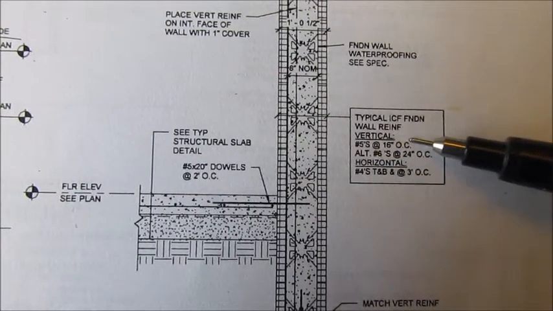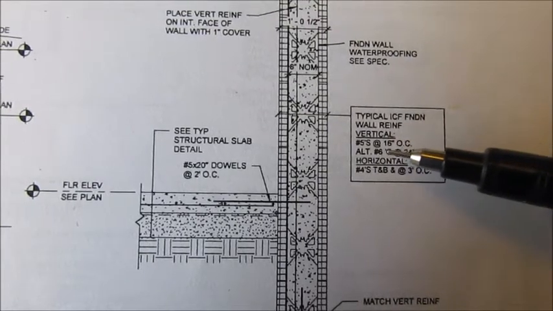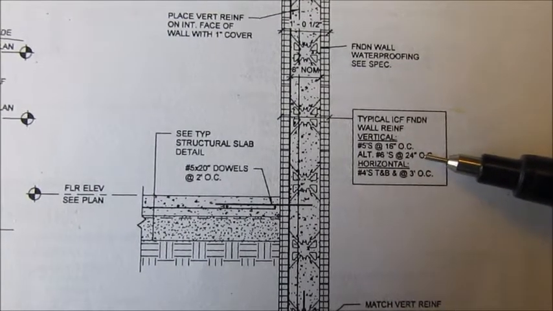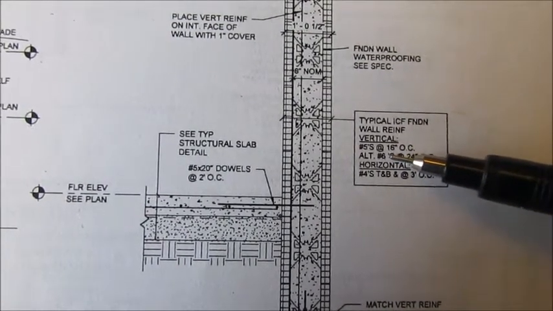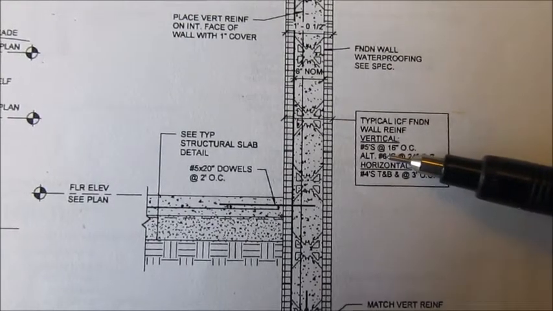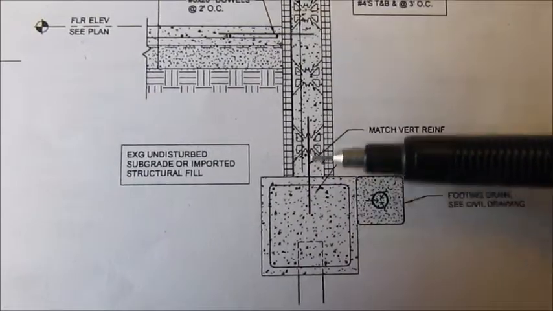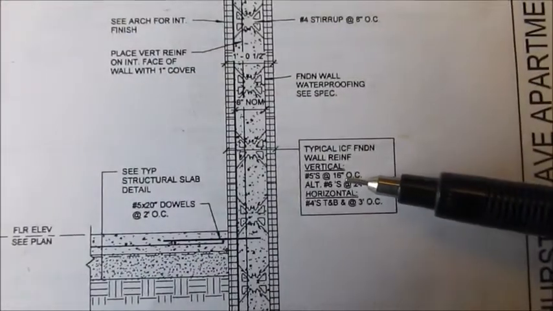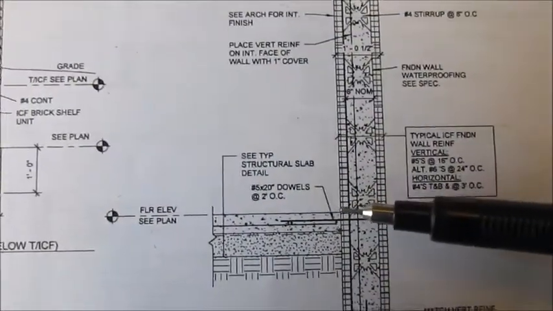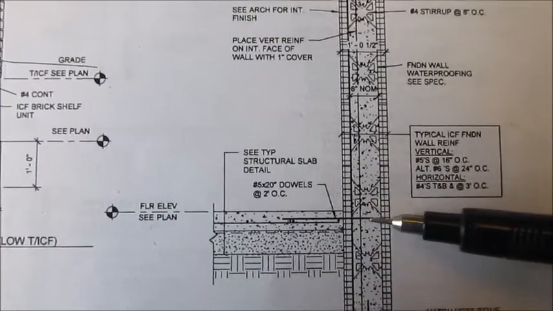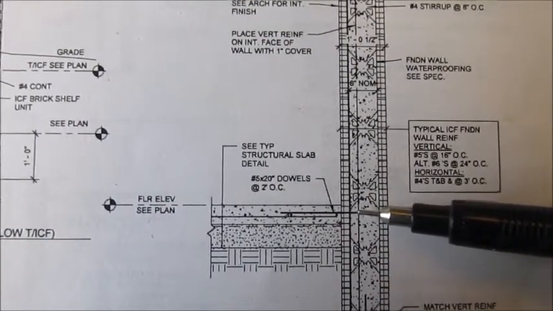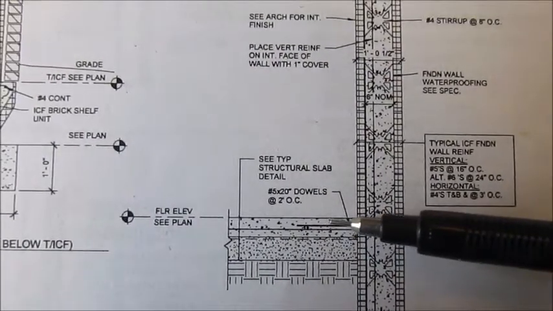We can either do 5s at 16 inches on center, or we can do number 6s at 24 inches on center. And remember, the number 6 is the number of eighths, in this case would be 3/4. So that bar that's down here, this piece right here, has to match this specification. As I move up, we can find there are dowels. Again, that's a piece of rebar that would be stuck in the wall that ties the wall to the floor.